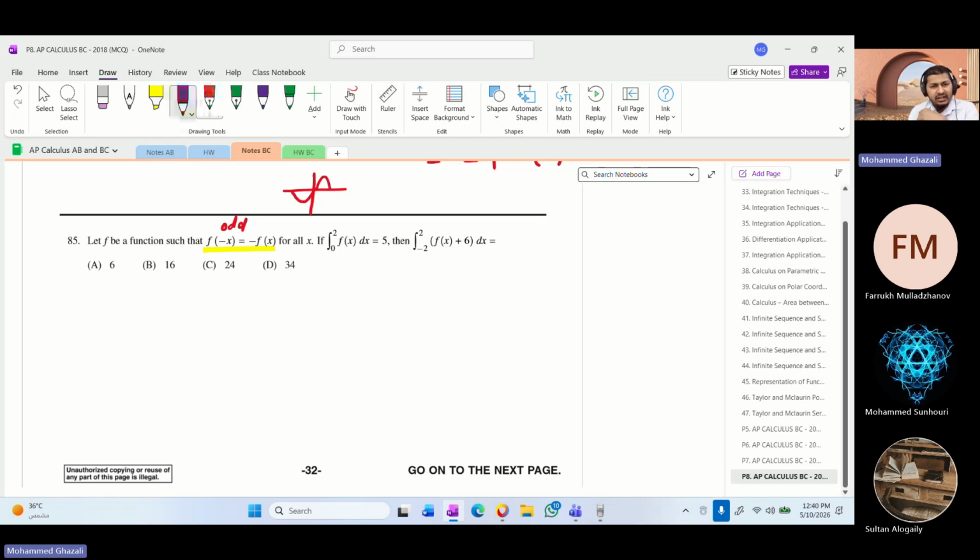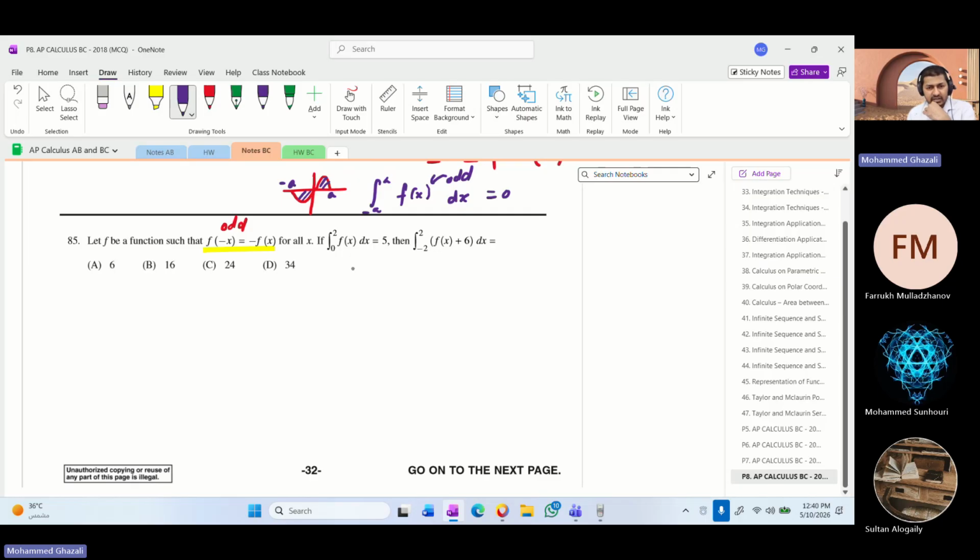What happens if I evaluate the sine function from negative a to a, or negative pi to pi? Isn't it that the areas will cancel out? Yes, they will. If I take the integral from negative a to a of f of x, where this function is odd, the answer will just be 0. The net area will be 0.